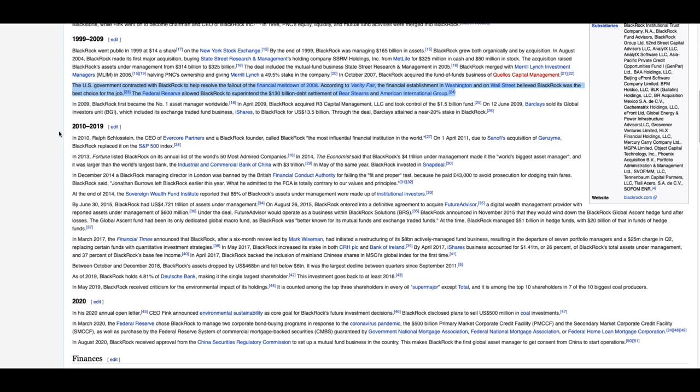The U.S. government contracted with BlackRock to help resolve the fallout of the financial meltdown of 2008. According to Vanity Fair, the financial establishment in Washington and on Wall Street believed BlackRock was the best choice for the job. The Federal Reserve allowed BlackRock to superintend the $130 billion debt settlement of Bear Stearns and American International Group.